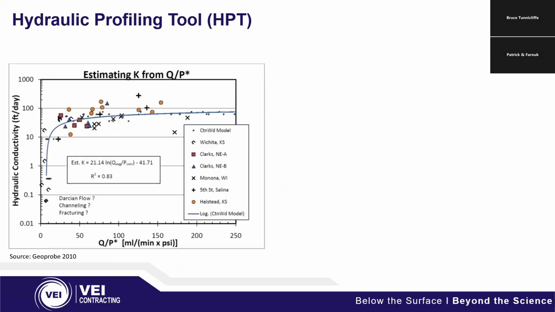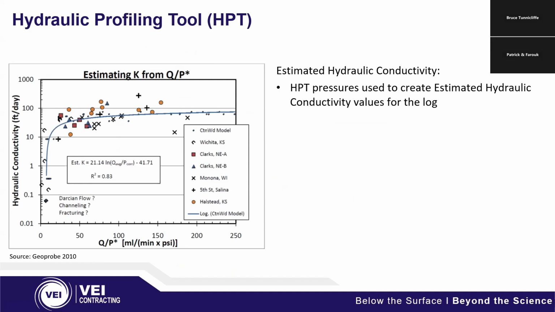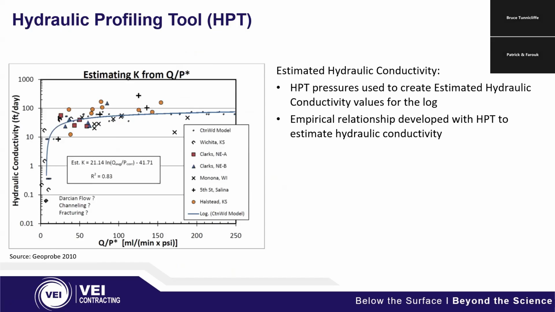So how did they do it? Well, Geoprobe did some extensive studies down in the States when they were designing and making this tool. It uses a combination of pressures and flows from the HPT tool to then back calculate and estimate what our K values could be within that formation. And it does that with each interval that we're capturing data. This is the empirical formula they've developed with their HPT tool. It's been proven to work quite well on multiple sites across the world. I know the HPT is deployed globally.